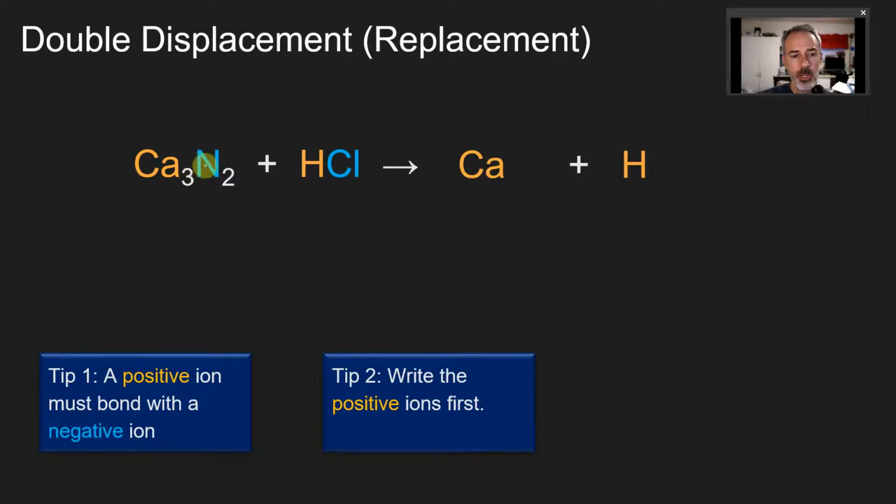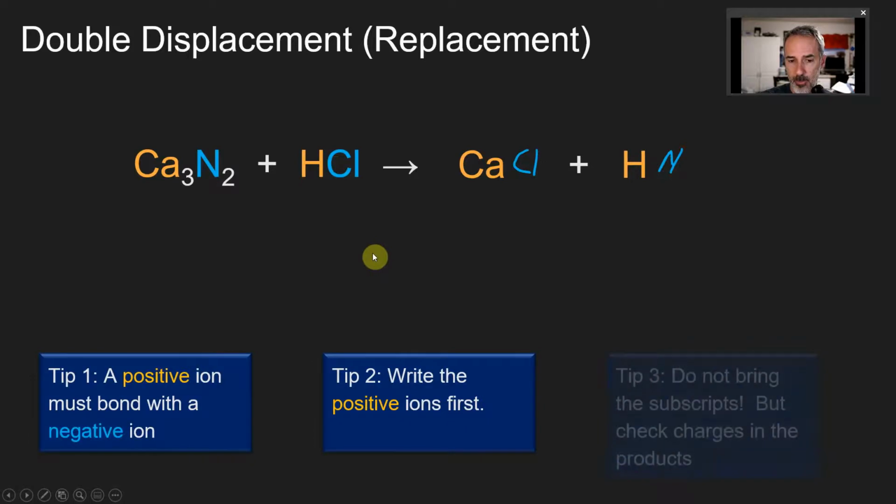But calcium's going to get rid of nitrogen and it's going to pick up chlorine. So I'm going to write a chlorine there. And then H is going to get rid of chlorine and it's going to pick up nitrogen. So all they're doing is swapping their negative partners. So write down the positive partners first.